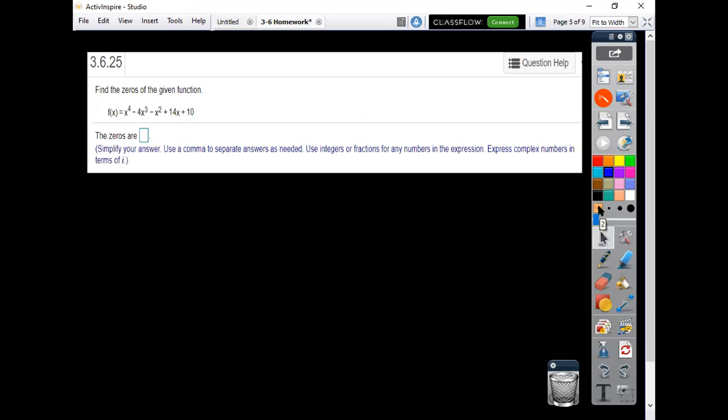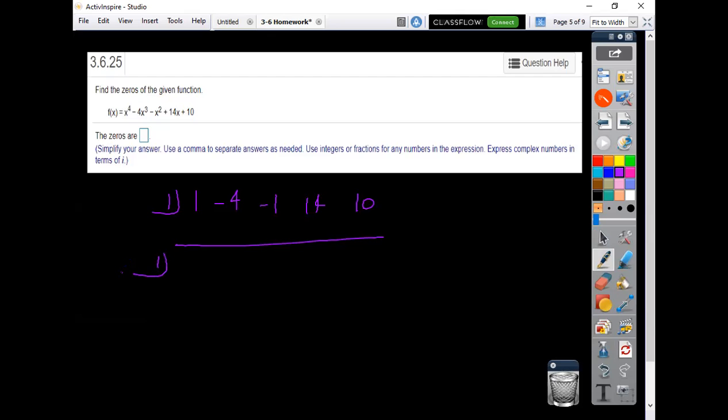So we've got to take the -1 out of the problem. This one works pretty well to do just with synthetic division. So I have my x to the fourth coefficient, the x to the third coefficient, x squared. Remember, if you skip one, leave a 0 for it, then a 14 and a 10. And because this is a double zero, we're going to take it out a second time after we get the first one out.